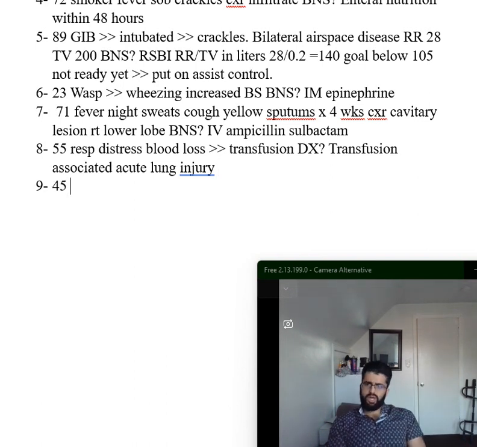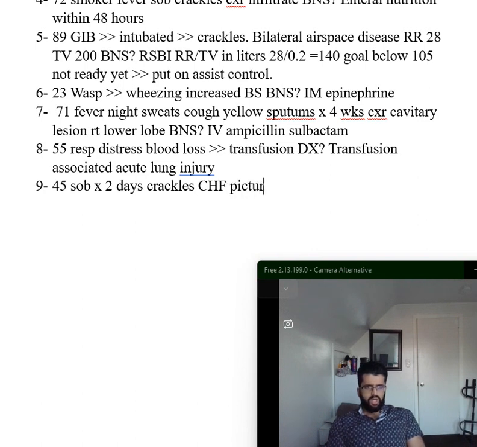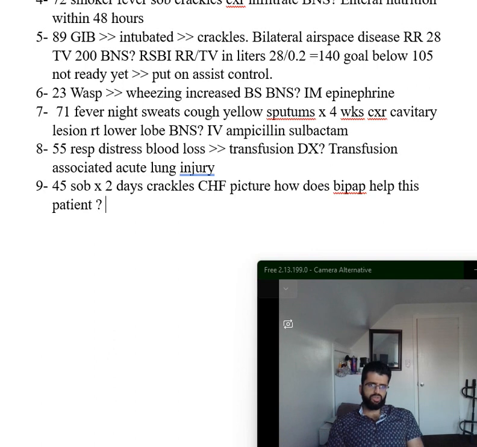Now we have another case. Let's say a 45-year-old came in with shortness of breath for 2 days. There's a third heart sound, there are crackles, and the chest X-ray shows cardiomegaly. So it's a CHF picture. And the question is asking, how does BiPAP help this patient? They want to know the relationship between BiPAP and cardiology.